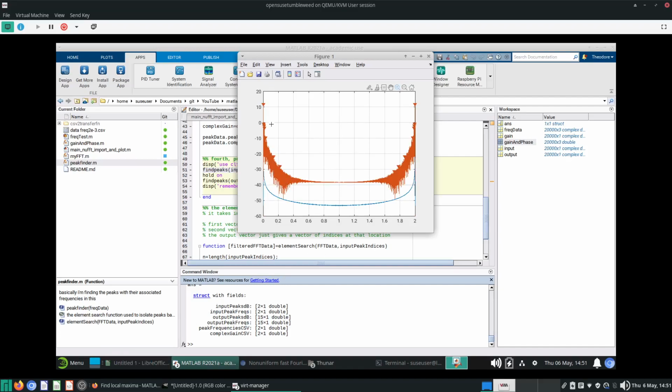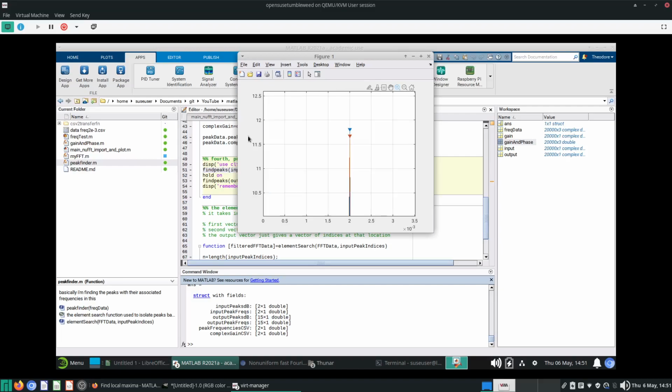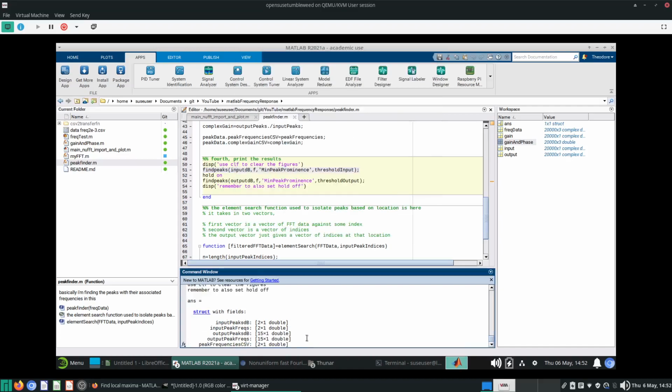So the peak finder is supposed to help you find where your peaks are. That's what its name is saying. So that's pretty much what it does. Good, well done to the programmers. With this peak finder, you will be able to see where your peaks are.